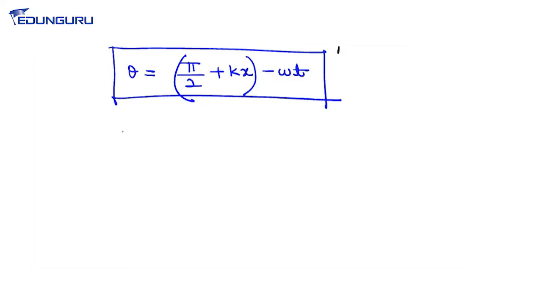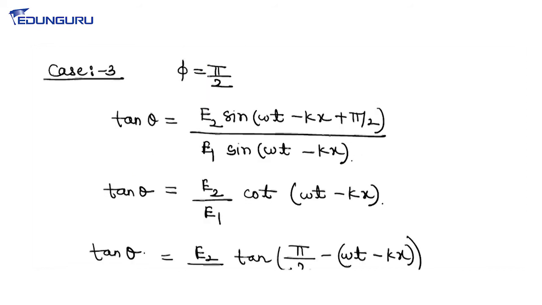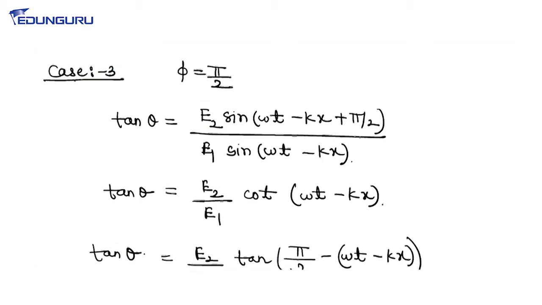What about the magnitude of the resultant field? ER square is equal to E1 square sine square (omega t minus kx) plus E2 square cos square (omega t minus kx). Why this cos? Because sine of (omega t minus kx plus pi by 2) is cos of (omega t minus kx), right?